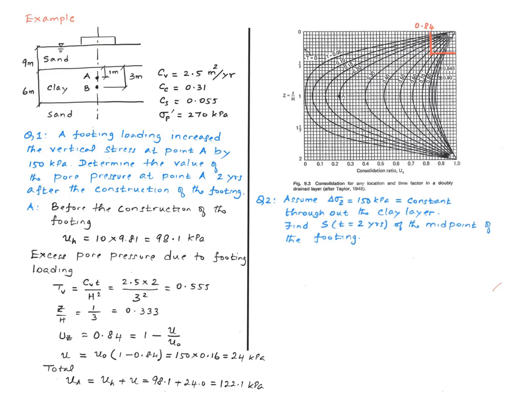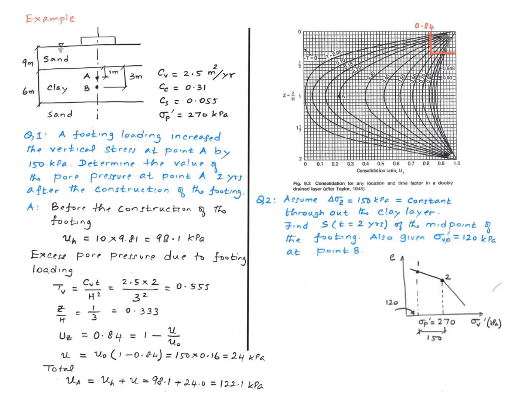The second part of the question is to calculate the settlement of the midpoint of the footing 2 years after the application of the footing. We are told to assume that the increase in the vertical stress is constant throughout the clay layer. What that means is we can take the midpoint of the clay layer, which is point B, and perform the calculations. We are also given that the initial vertical effective stress at point B is 120 kilopascal. So what's our approach? Well, first we are going to calculate S infinity. Then we are going to calculate U average. From the two, we are going to calculate the settlement 2 years after the application of the footing loading.